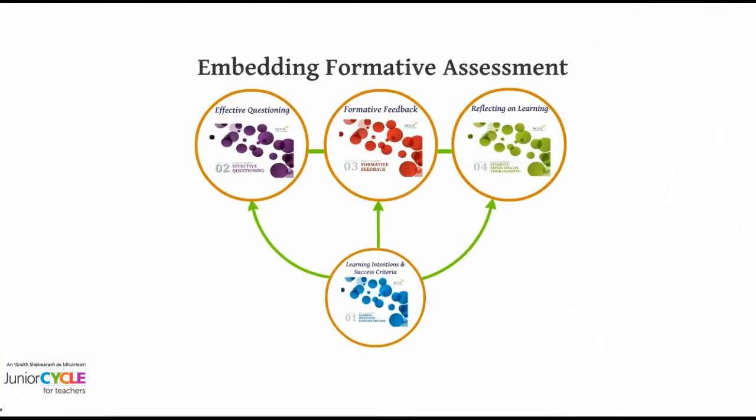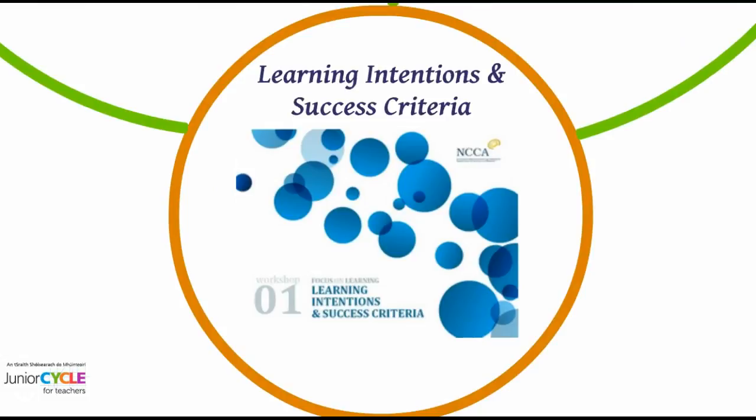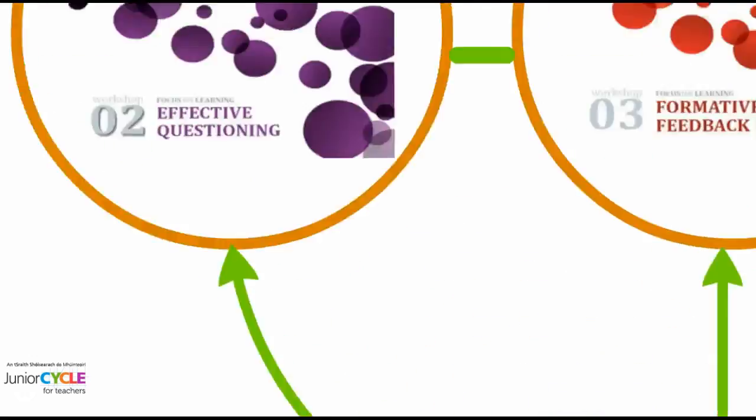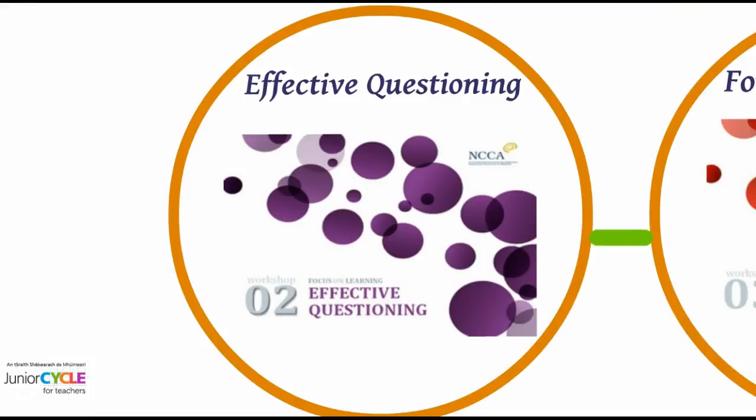There are 4 Focus on Learning resource booklets, slides and facilitators' guides, each dealing with different aspects of formative assessment. Learning Intentions and Success Criteria focuses on helping students take more responsibility for their learning. To do this, students need to know what they are going to learn, how they will recognise when they have succeeded, and why they should learn it in the first place. Effective Questioning looks at how to establish a classroom culture that promotes effective questioning and examines the purpose of and strategies for effective questioning in the classroom.